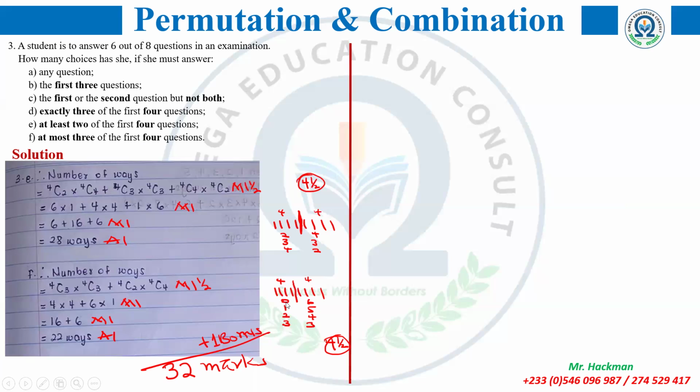So if I answer 0 here, I need to answer 6 questions here. If I answer 1 here, I need to answer 5 questions. If I answer 2 from the first 4, I need to answer 4 here. If I answer 3, I need to answer 3 here. In total, if you sum this, you should always get the total number of questions to be answered. So in this case, obviously, this will not be a valid possibility because of this. You cannot do 4 combination 6, so this will be out.